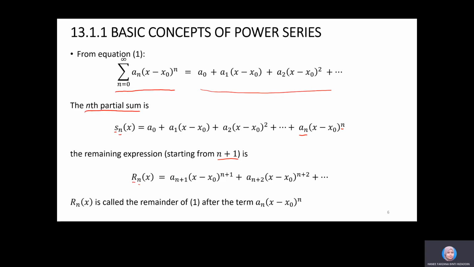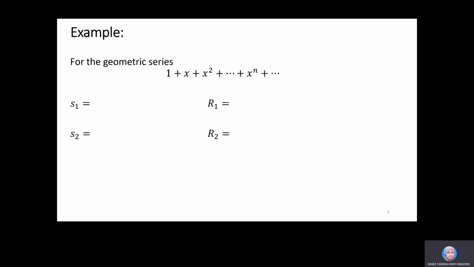So R sub n starts from n equals n plus 1 until n approaches infinity. This is called the remainder of the series 1 after the term a_n times (x minus x naught) to the power of n, i.e. you take the partial sum until n equals n, and whatever remains from that series starting from n plus 1, you call it a remainder. So R_n is called the remainder of this expression here, starting from n plus 1 and so on and so on. Okay, so let's have an example.